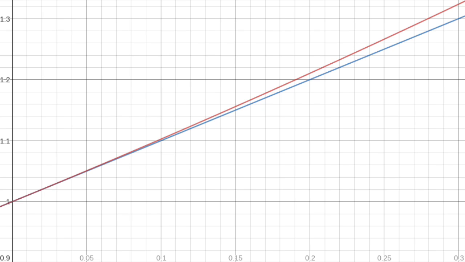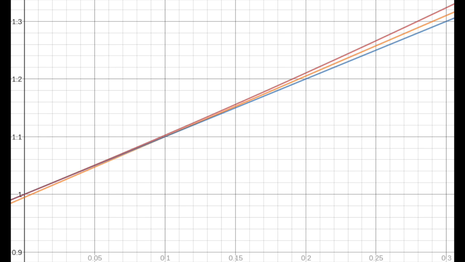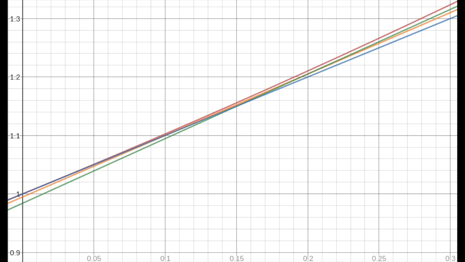So we continue by using another tangent line, this time starting at x equals 0.1. We can see that the yellow tangent line is more accurate for values closer to 0.3. Now we graph a third tangent line, this time starting at x equals 0.2. As seen in this graph, the green tangent line gives the most accurate estimation of x equals 0.3.